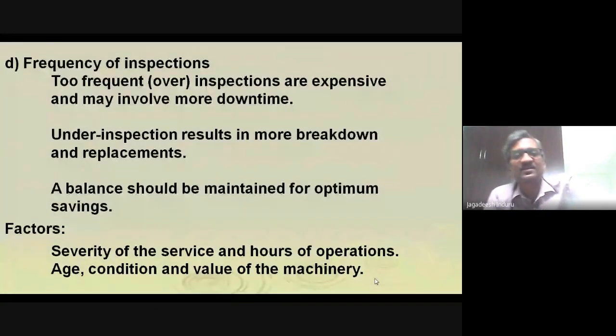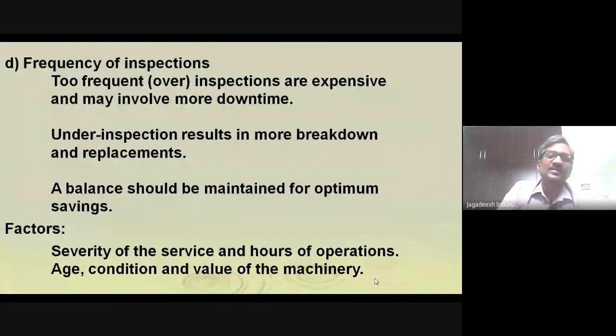If you do not inspect for one year, and ask for a preventive program implemented every year, then a breakdown will occur and it becomes breakdown maintenance, not preventive maintenance. So a balance should be maintained in the scheduling and frequency. Then we will have optimum savings, and there will not be any issue regarding the maintenance problem. The factors that influence the frequency are the severity of the service and hours of operation.